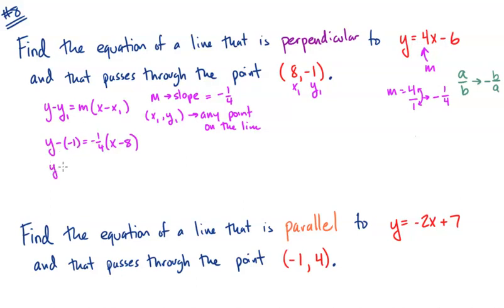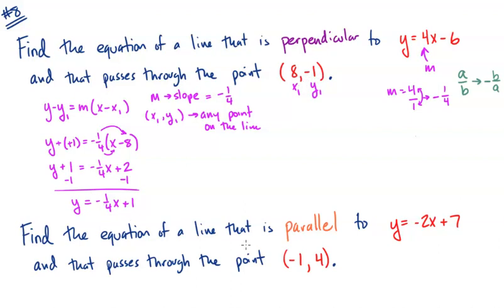First, y minus negative 1 is going to turn into y plus 1 because this minus and this negative are going to cancel each other out and turn into a plus 1. And then I'm going to distribute this negative 1/4 into this parentheses. So it's going to give me negative 1/4 x plus 2. Negative 1/4 times negative 8 will give me positive 2. Then I'm going to subtract 1 from both sides so that finally I have y by itself, and then I have negative 1/4 x plus 1. So this would be the equation of the line that's perpendicular to this line and that passes through this point here.